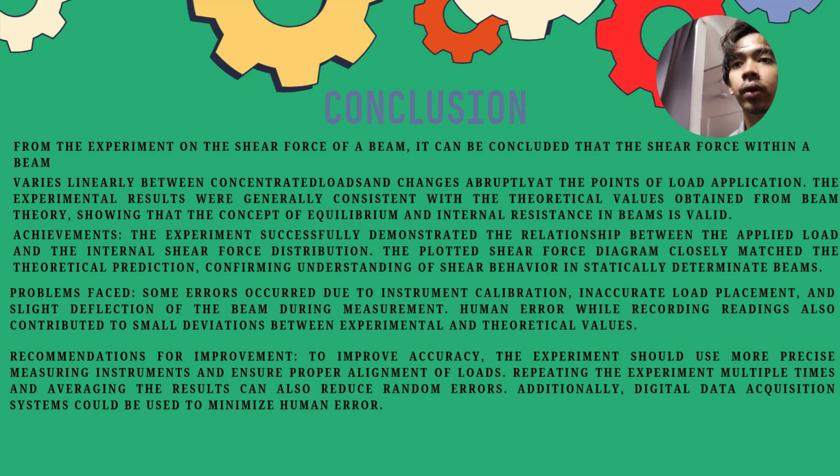For the recommendations for improvement, to improve accuracy, the experiment should use more precise measuring instruments and ensure proper alignment of loads. Repeating the experiment multiple times and averaging the results can reduce random errors. Additionally, digital data acquisition systems could be used to minimize human error.